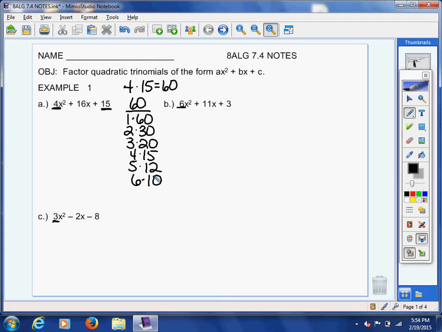So only one of those actually adds up to be 16, and that's this one. 6 times 10 is 60, but 6 plus 10 is 16. I need those two numbers.